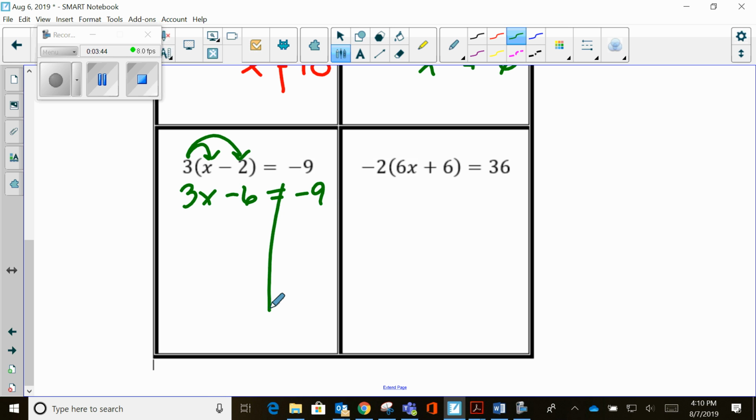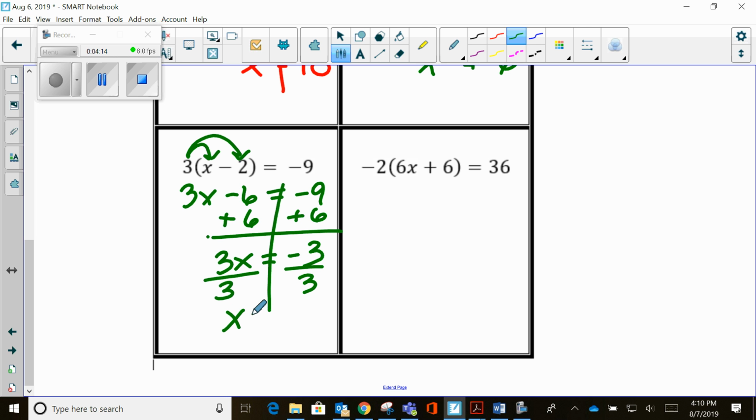Now we're going to do the inverse of addition and subtraction. So this is a minus 6 in the problem. So the inverse is plus 6. So I end up with 3x equals negative 9 plus 6 is a negative 3. And the inverse of 3x is dividing by 3. So I get x equals negative 3 divided by 3 is a negative 1.